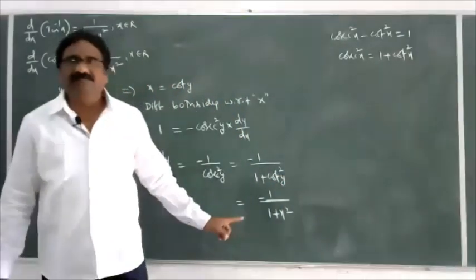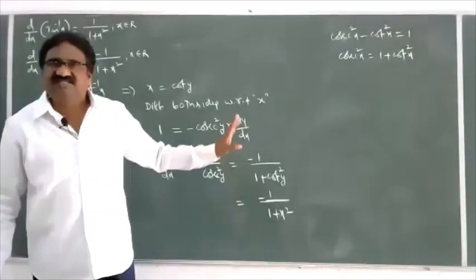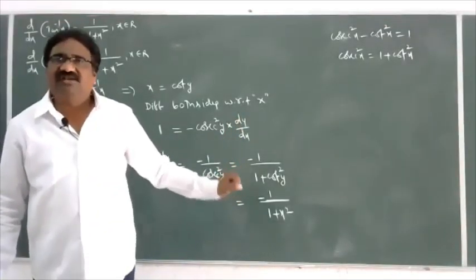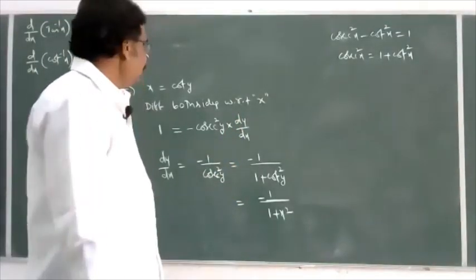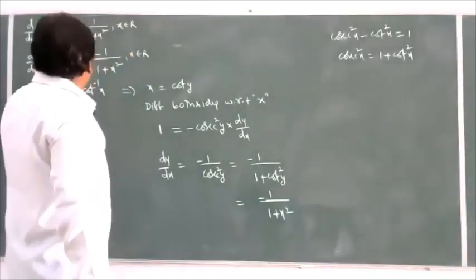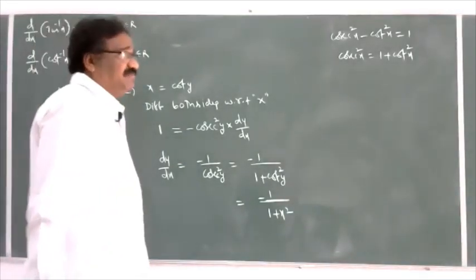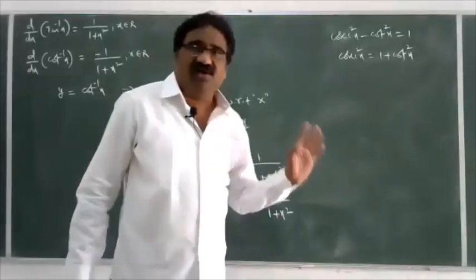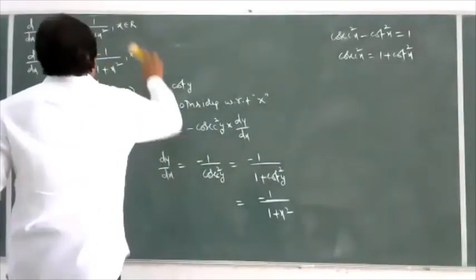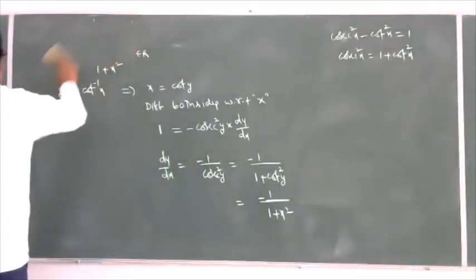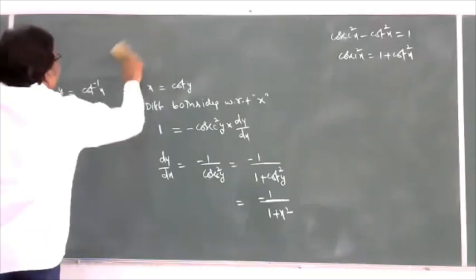Minus 1 by 1 plus x square. This is the proof of the derivative of cot inverse x. Therefore, the derivative of cot inverse x is minus 1 by 1 plus x square for all x belongs to R. Then we are going to prove the derivative of secant inverse x.